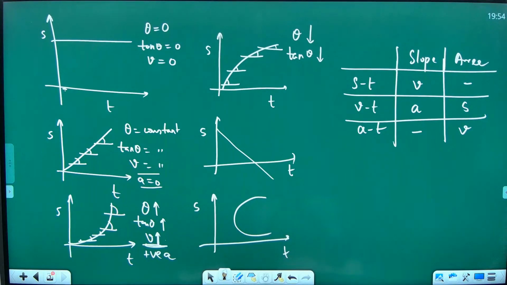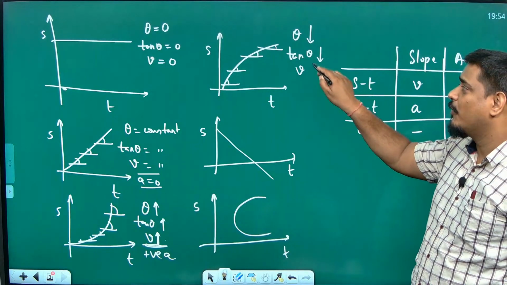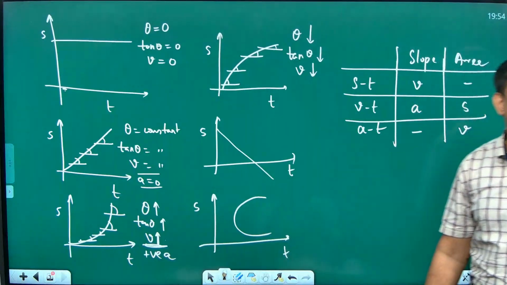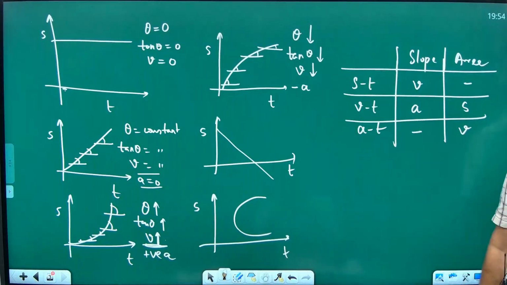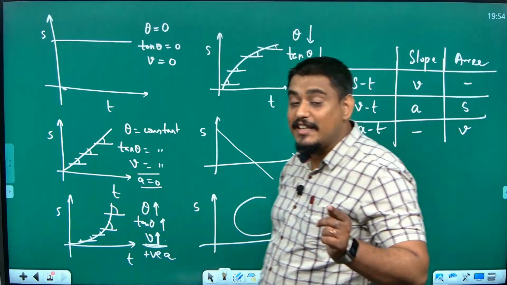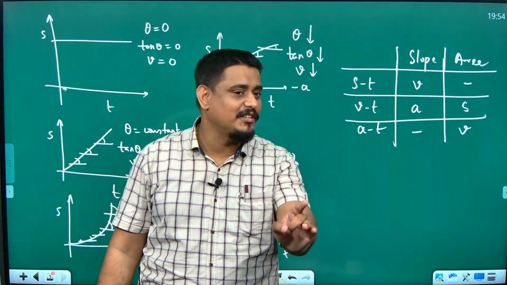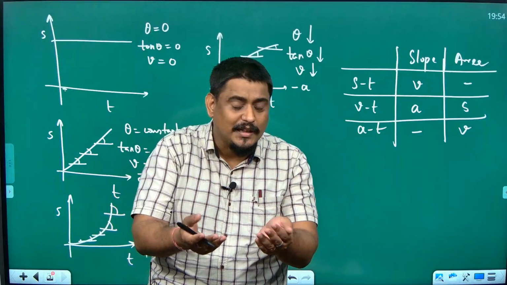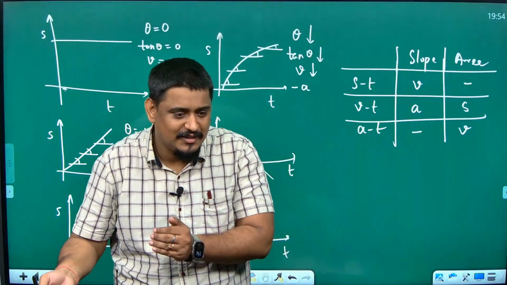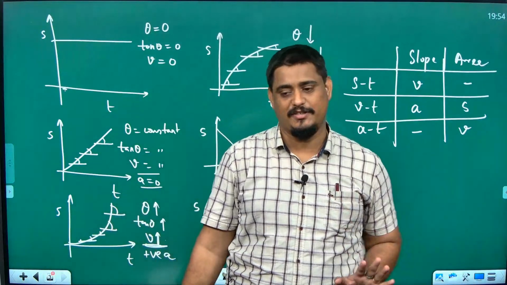Yes, sir. Same way, since tan theta is reducing, velocity is reducing. Velocity is reducing, it means what? Negative acceleration. Now negative acceleration means retardation. Driving a bike, put brake. What will happen? Vehicle will stop. That time also velocity is reducing. That is only called retardation.